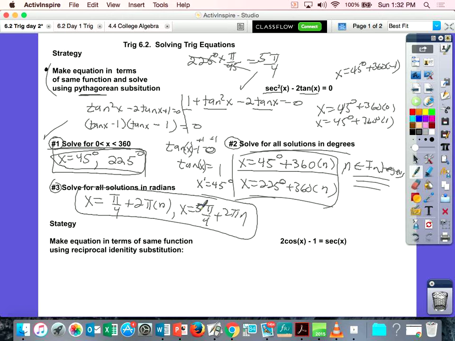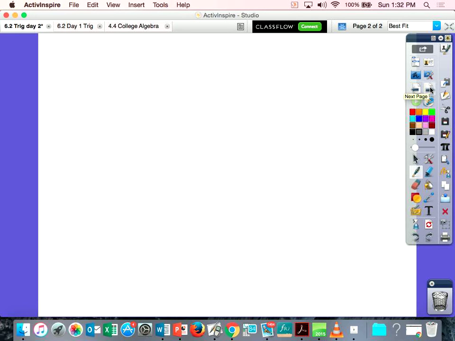So let's try another problem. Let's make an equation in terms of the same function, but let's use a reciprocal identity. So secant is 1 over cosine, so I'm going to change this function into 1 over cosine. I think what we'll do is I'm going to just turn to a blank page here. I'm going to write the problem down.